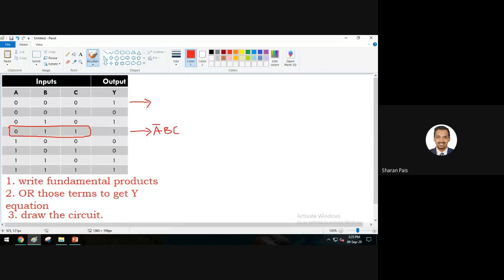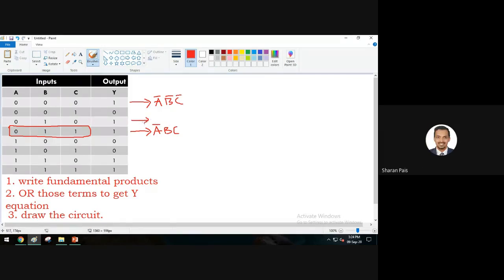Mayuri K. Bhatt. Can you tell the fundamental product for the first one? 000? A bar, B bar, C bar. Okay, correct. So A bar, B bar, C bar.